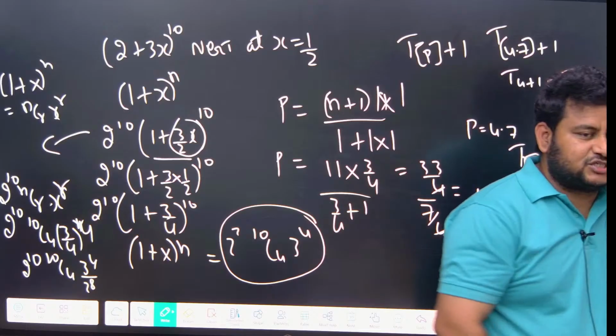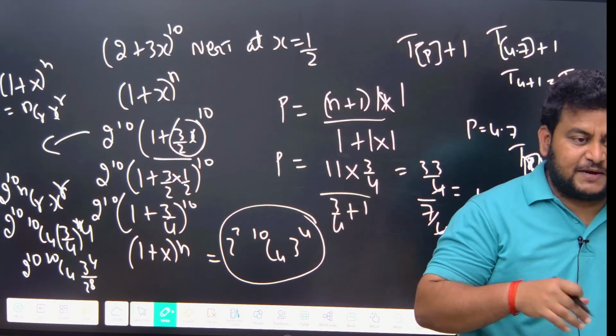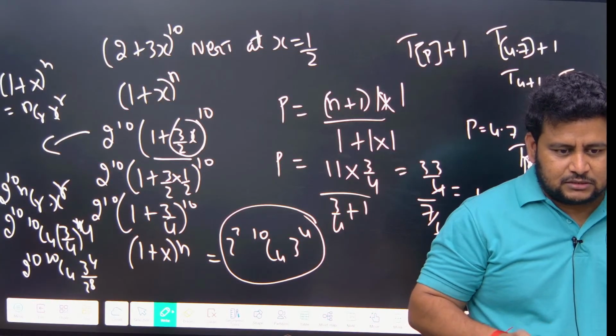So numerically greatest term, what do you get? Understood now? So in the middle term, the greatest binomial coefficient will be there, but the numerically greatest term is different. Okay, understood how to do this?